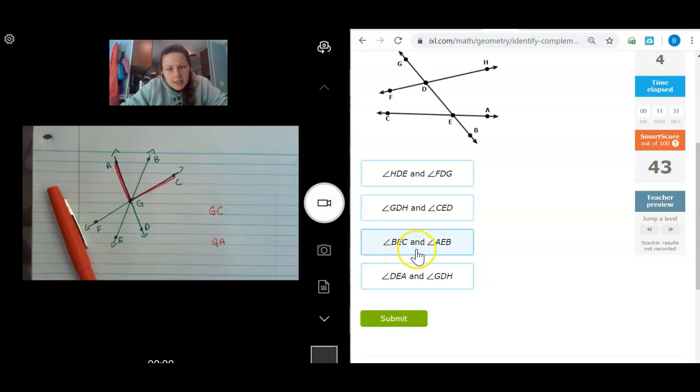BE and EC, we have AE and EB, but EB and BE are the same thing. So this one is adjacent. And then let's glance at this last one to make sure. Once again, these don't have the same vertex, which means one of them is down here and one of them is over here, so they can't touch each other.